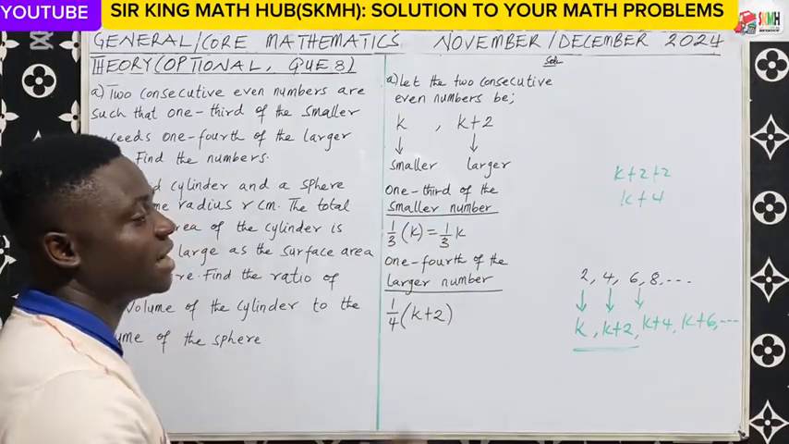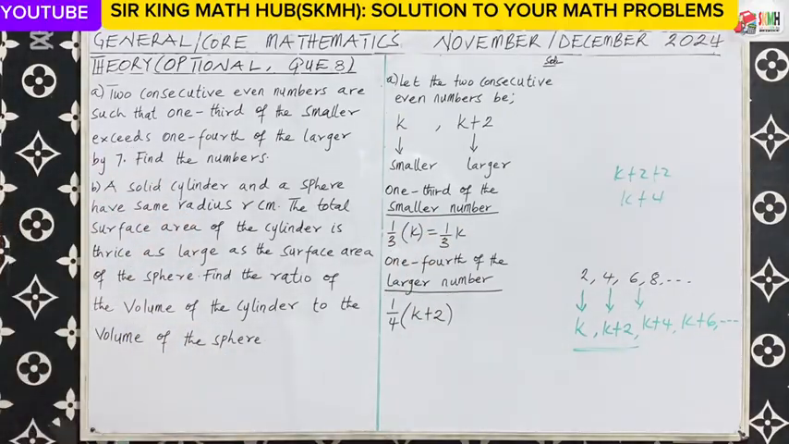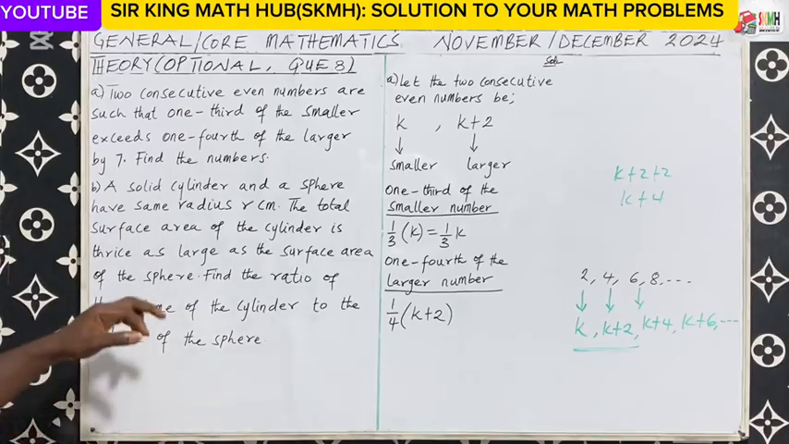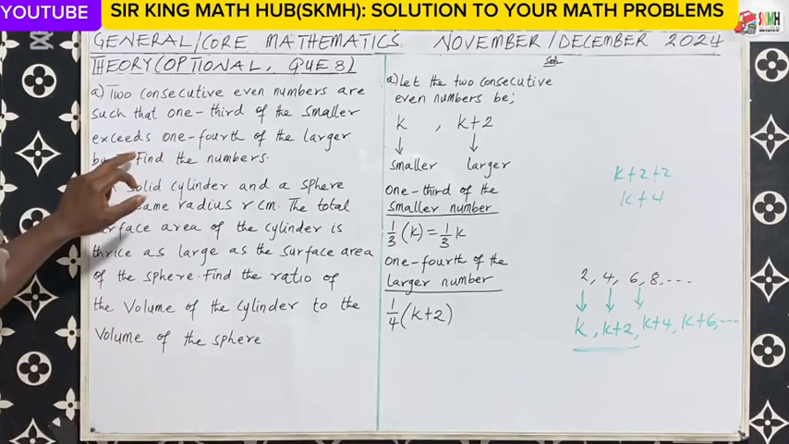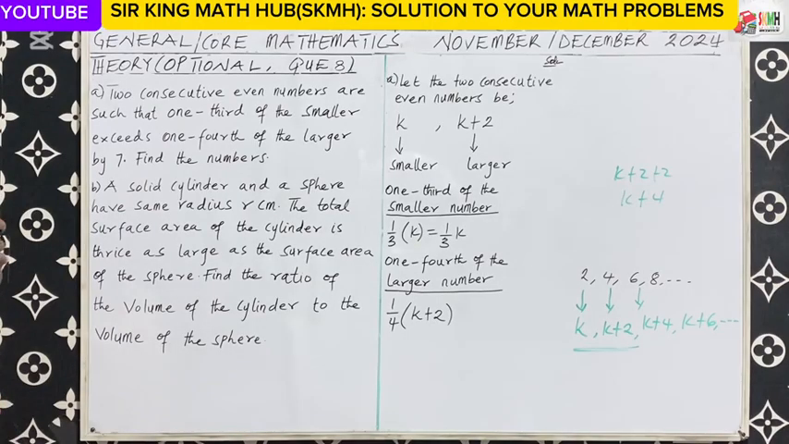Now, what is the relationship between the smaller and the larger number? It has been given in the question. We're told that 1/3 of the smaller exceeds 1/4 of the larger by 7. So what does this statement mean?